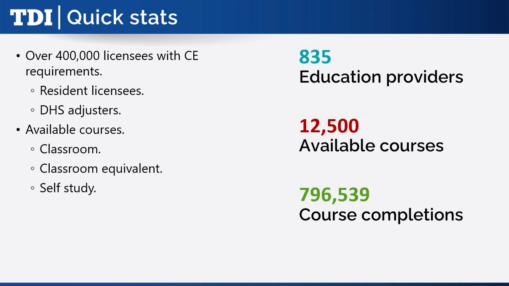Classroom equivalent courses are online courses where the pace is set by the student that has time elements and interactive inquiry periods to check for understanding at various points in the course. For this course type, you're not going to be able to move forward to another section until you have passed the previous section.